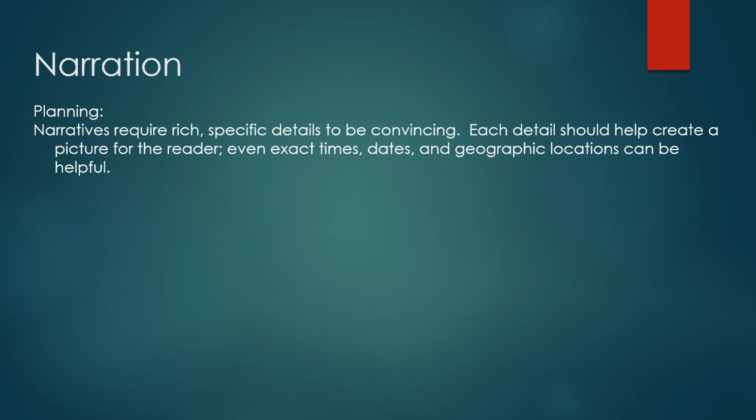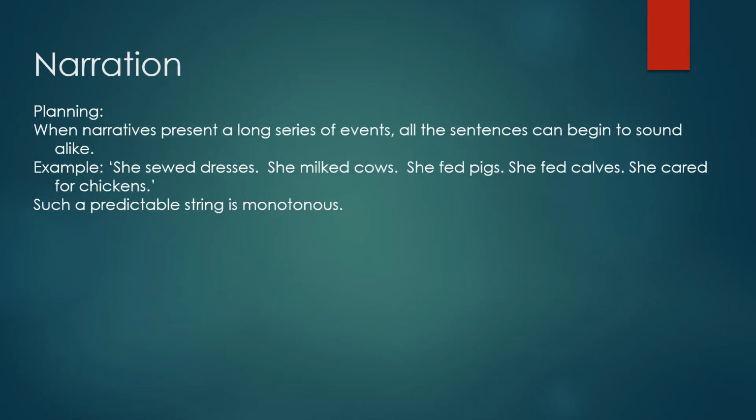Narratives also require rich and specific details to be convincing. Each detail should help create a picture for the reader. Even exact times and dates and geographic locations can be helpful. You're essentially building this using descriptive writing, which means you need to understand the connotations of the words you're using. You need to employ imagery, similes, metaphors, and personifications to put the reader into your position.